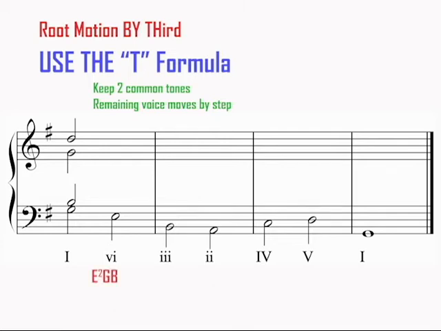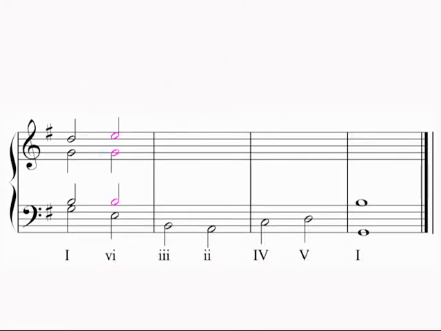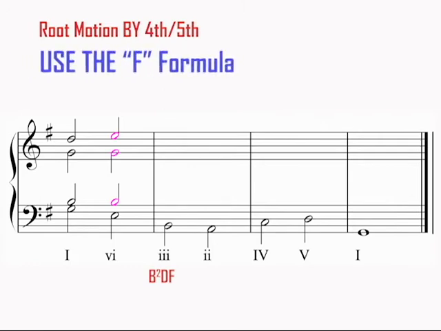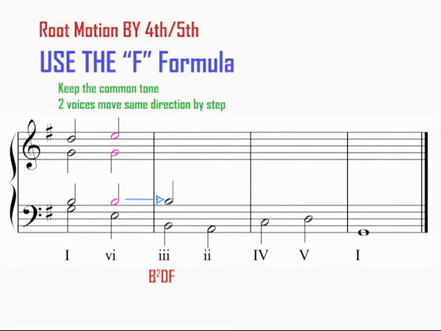So we're looking for an E, a G, and a B. The two common tones are the G and the B. And then the remaining voice moves up from the D to the E by step. The next progression shows a 6 chord going to a 3, which is root motion by fourth. For this, we will use the F formula, and that says to keep the common tone, which is the B, and the two remaining voices move by step in the same direction.